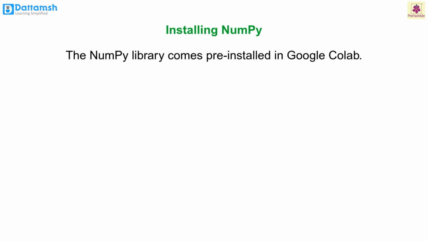Installing NumPy. The NumPy library comes pre-installed in Google Colab. For other IDEs like Python IDLE, install it using pip install numpy. This command uses the pip package installer to install NumPy from the Python Package Index, that is PyPI.